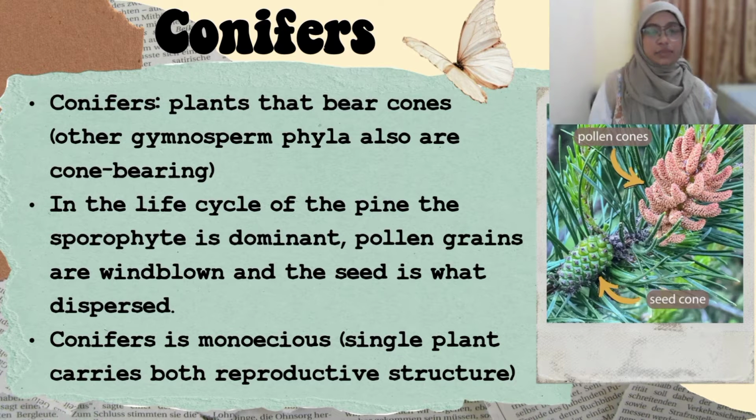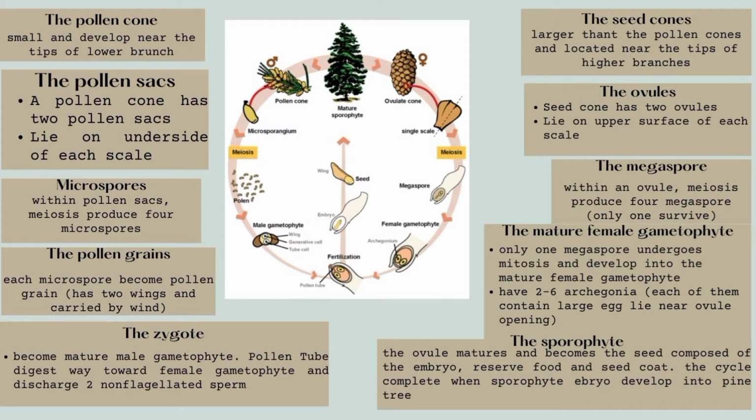Conifers are monoecious. It means in a single plant, they will carry both reproductive structures, female and male. So, let's go see the life cycle of conifers. I will explain about the male pollen cone and then we will go to the female reproductive. The pollen cone usually is small and develops near the tips of lower branches. A pollen cone has two pollen sacs on the underside of each scale.